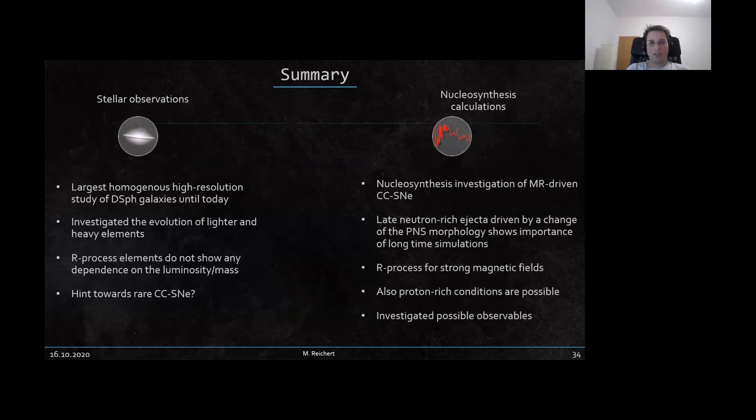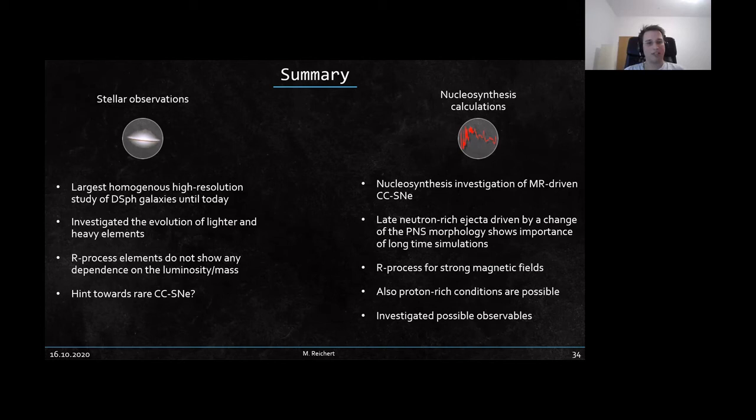So to summarize, in the first part of my talk, I showed you the largest homogeneous high resolution study of dwarf spheroidal galaxies that has been carried out so far. So we investigated first the evolution of lighter elements to learn more about the systems themselves. And then later we investigated heavier elements to learn more about the R process. We showed that the R process with respect to alpha elements does not show any dependence on the luminosity or mass of the system, which may be a hint towards rare core collapse supernovae also contributing to R process elements.